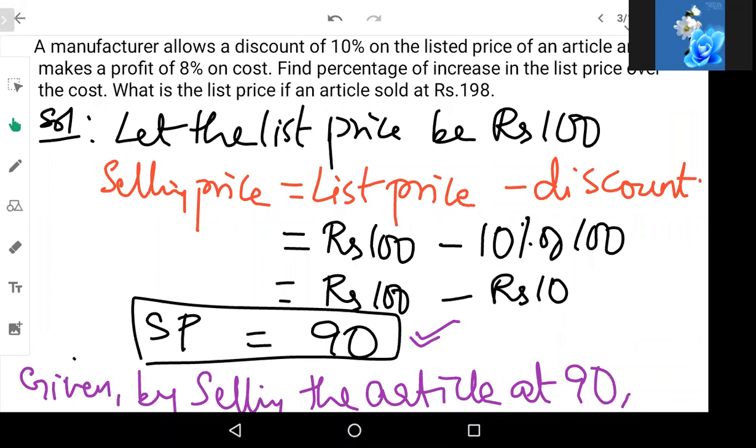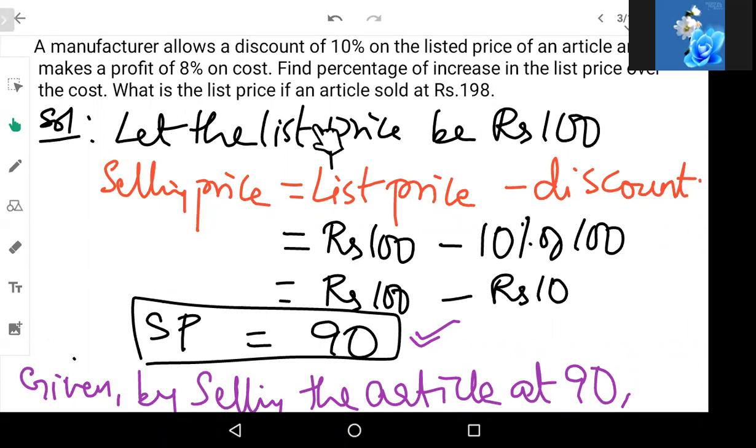So he's allowing 10% on listed price and he's making a profit of 8% on cost. So these two are two different things. 10% on listed price is different, 8% on cost is different. So be careful in those things. Then we have to find the percentage of increase in the list price over cost price, that is difference between list price and the cost price. And then we also have to find the list price when the article is sold at 198.